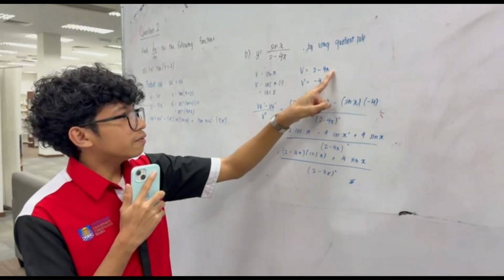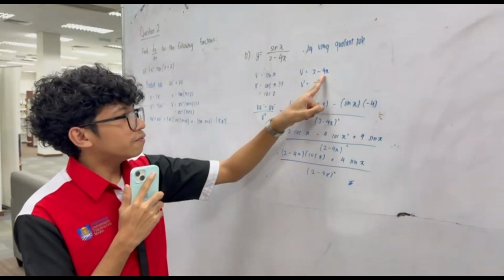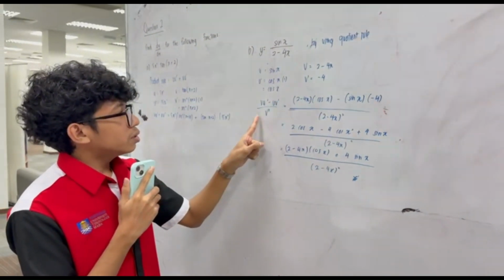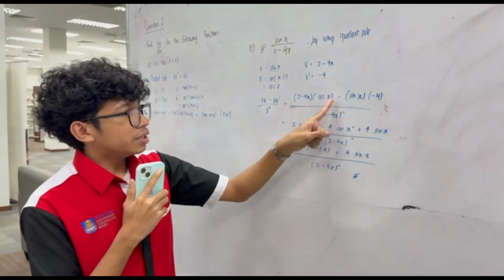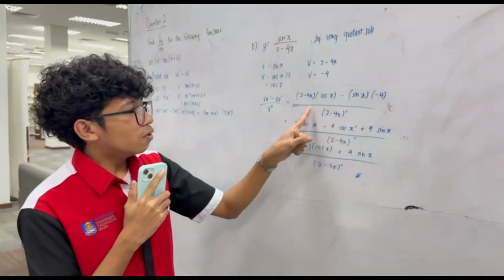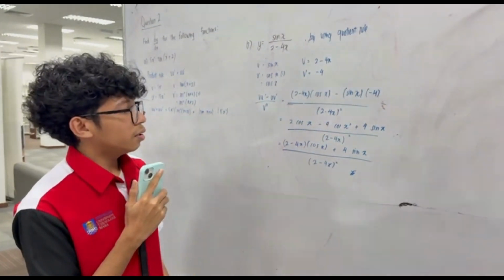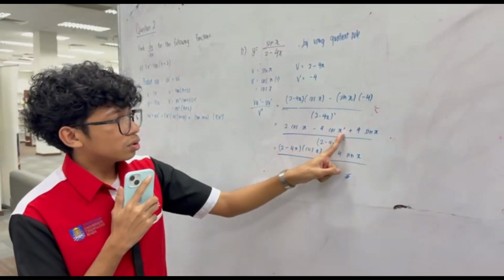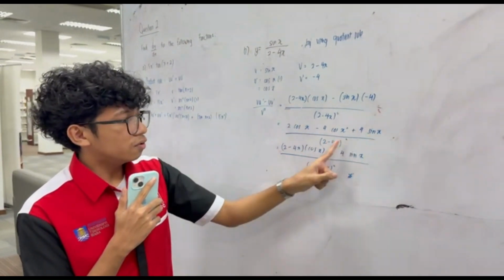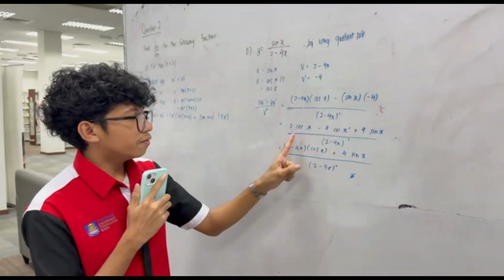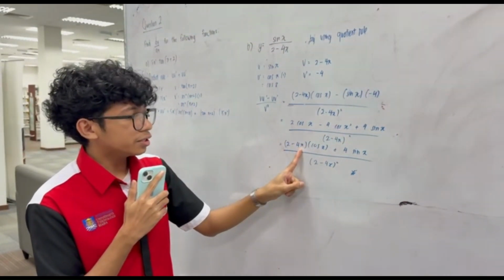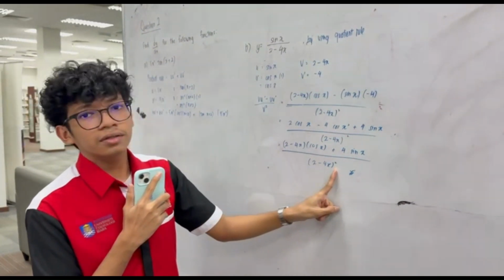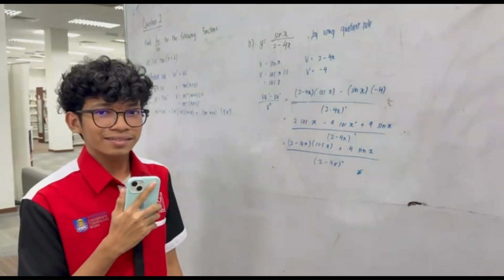When we apply the quotient rule, we get ((2 minus 4x) cos x minus sine x times negative 4) over (2 minus 4x) squared. Then we get (2 cos x minus 4x cos x plus 4 sine x) over (2 minus 4x) squared. For the final answer after simplifying, we get ((2 minus 4x) cos x plus 4 sine x) over (2 minus 4x) squared. Okay, that's all.